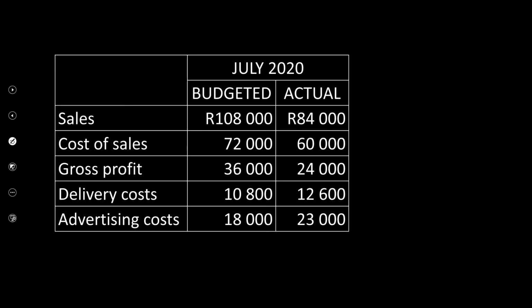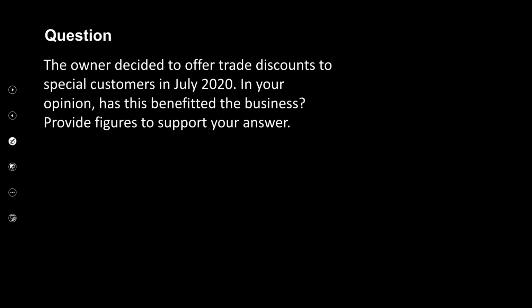Here you can see, based on this information here now, we have the sales figure, we have the cost of sales figure, we have the gross profit, we have the delivery cost, and we have the advertising cost. These were your budgeted figures, these are your actual figures. Okay. The owner decided to offer trade discounts to special customers in July 2020. In your opinion, has this benefited the business? Provide figures to support your answer.